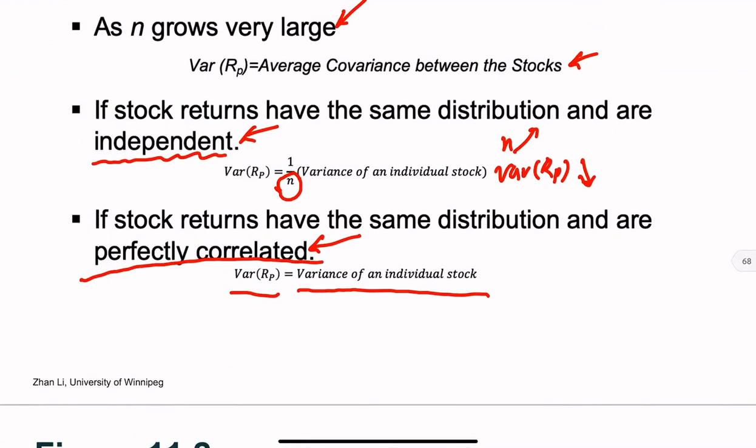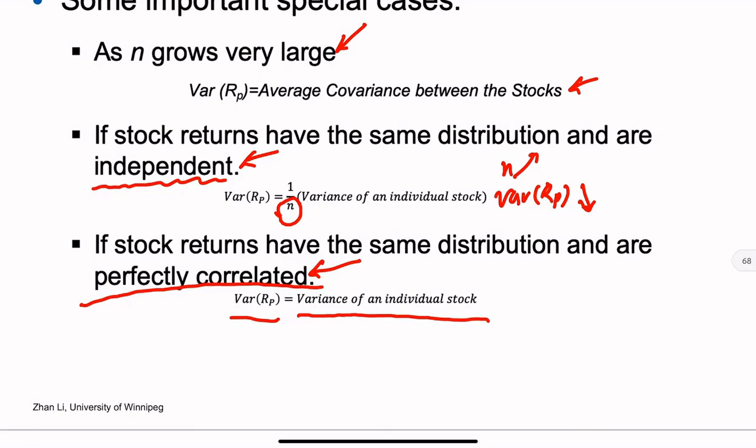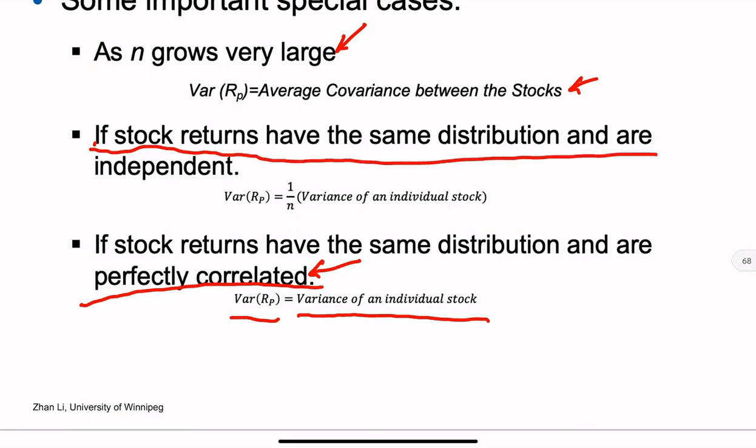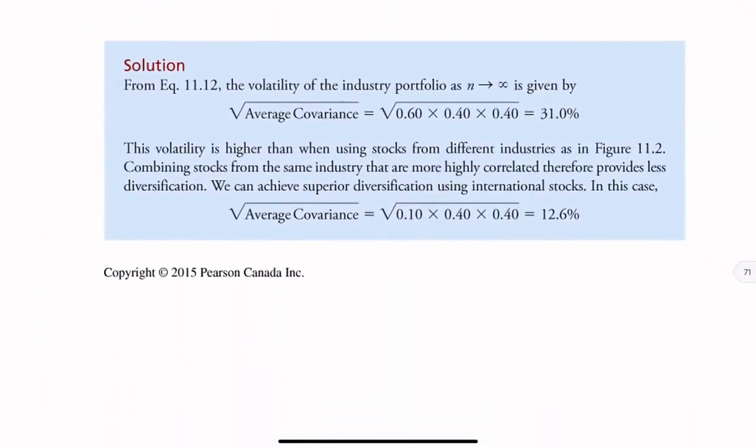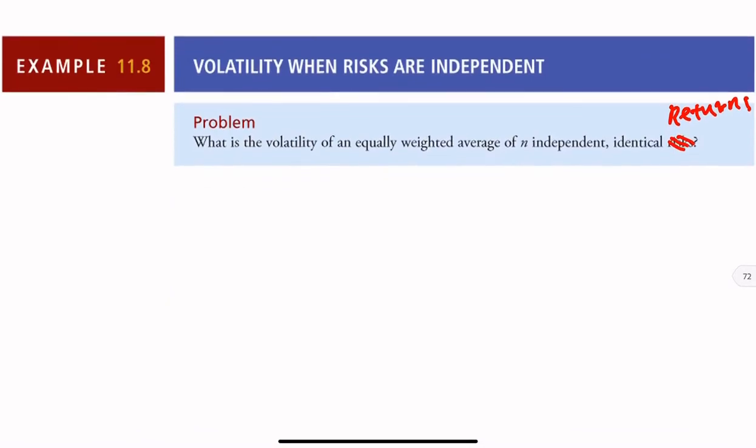Well, you're right. We're talking about the second case, right? We're talking about this case here, right? The stock returns have the same distribution and they are independent. And we have learned the variance of the portfolio equals the variance of the individual stock divided by number of stocks. So what does the question ask about? Well, it asks the volatility, right?